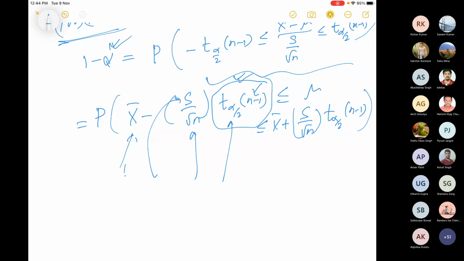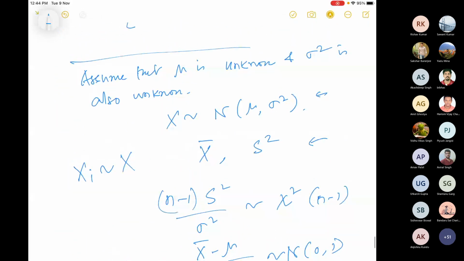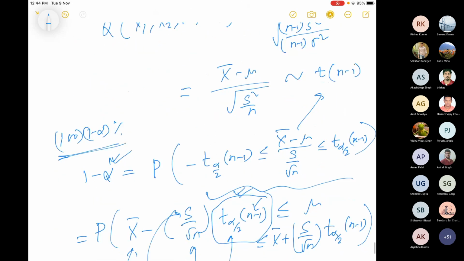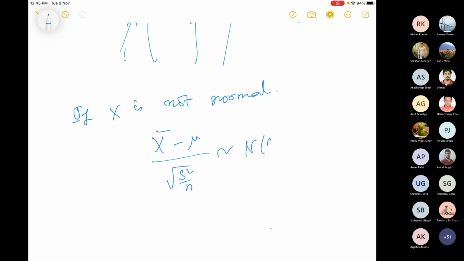Now, here it is normal, with mu unknown and sigma square also unknown, and X is normal. But again, the same thing: if X is not normal, then again we can use the CLT, the central limit theorem. And again, we can find similarly that as n goes to infinity, (X bar minus mu) by S by root n will have N(0,1) as n goes to infinity.